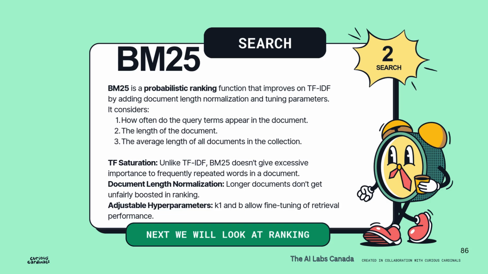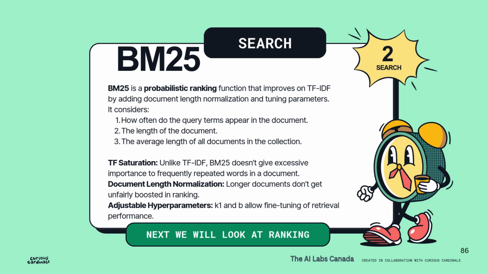An improvement over TF-IDF is BM25, which is a probabilistic ranking algorithm that adds two new parameters, a tuning parameter as well as length normalization. So it considers how often the query term appears in the document, but at the same time it also considers the length of the document and the average length of all the documents.